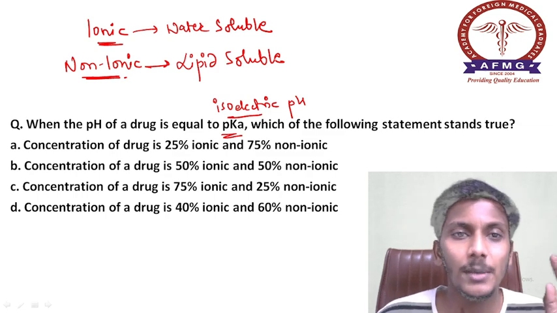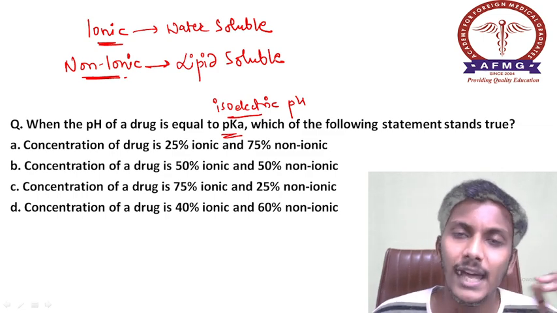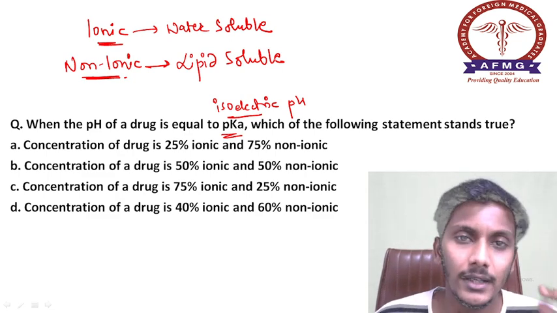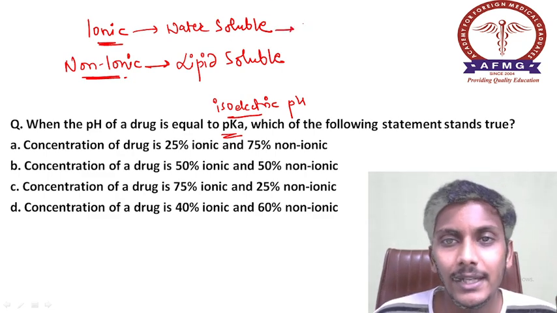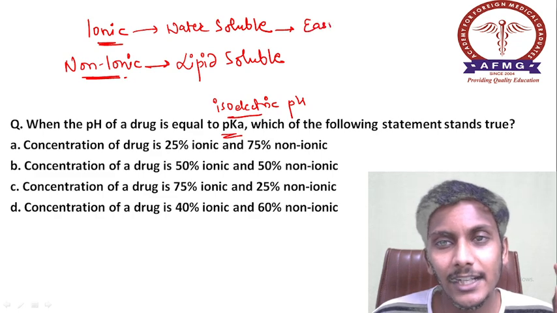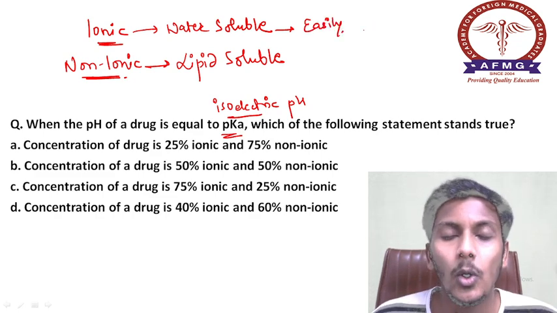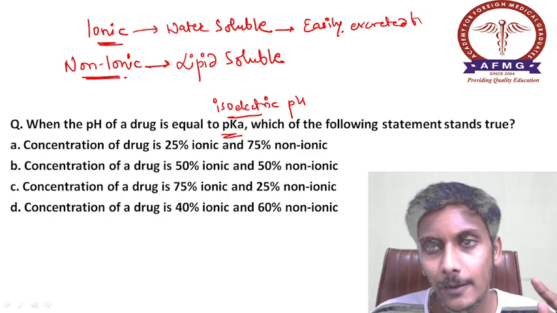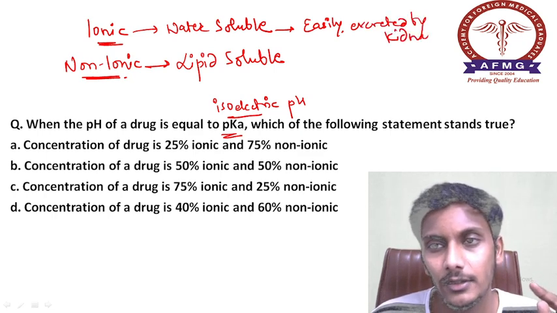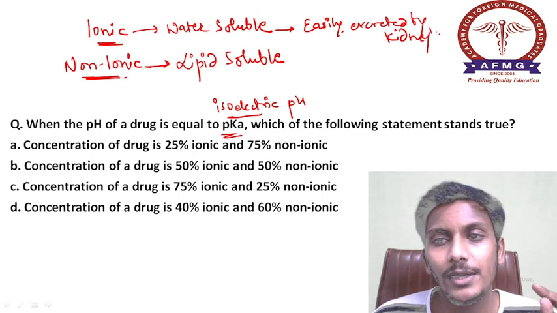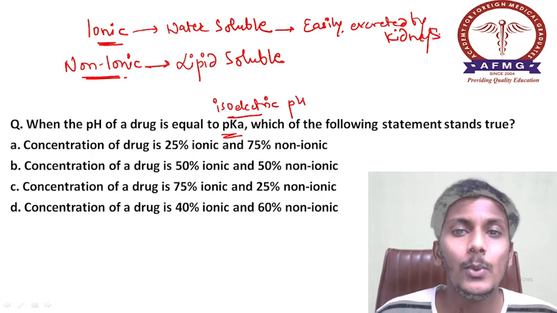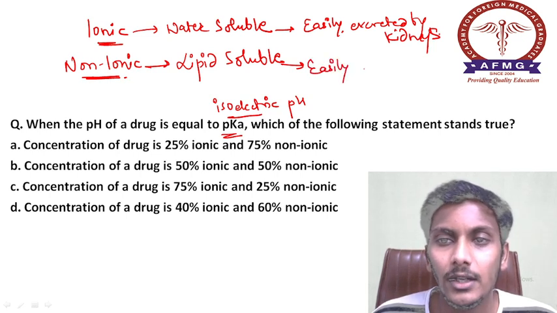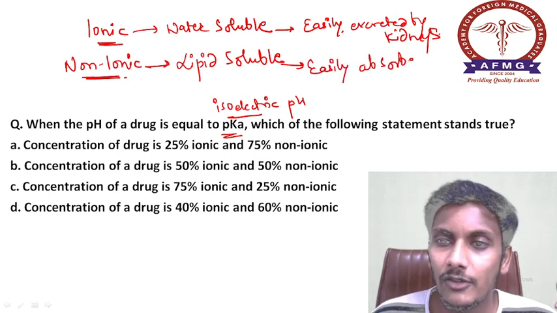So समझ में आ गया. So important क्या है, ionic are water soluble and non-ionic are lipid soluble. So please remember one more important thing कि water soluble जो होते हैं they can be easily excreted by kidneys. So please remember, water soluble drugs can be easily excreted by kidneys. Okay, that is very much important. Okay, इस पे क्वेश्चन था. So water soluble drugs are easily excreted by kidneys, whereas lipid soluble drugs are easily absorbed. Okay, so lipid soluble drugs are easily absorbed from the intestine.